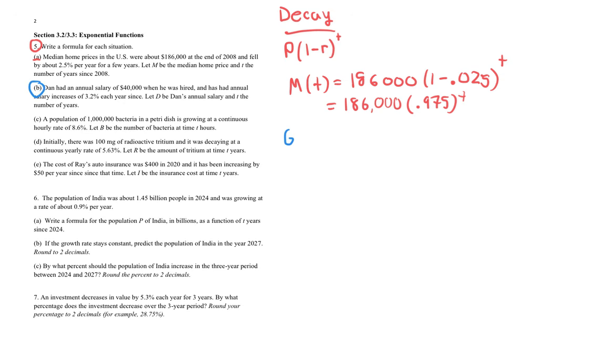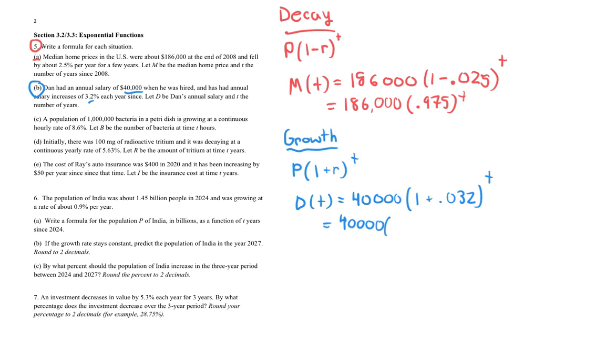Now we're doing B. So for growth, the negative sign in the last equation turns into a positive sign. So we have P times 1 plus R to the T. So now we have Dan had an annual salary of $40,000 when he was hired, and he had an annual salary increase of 3.2% each year since. Let D be Dan's annual salary and T the number of years. Here we have D of T is equal to P, so 40,000, times 1 plus the rate, 1 plus 0.032 to the T. So this is equal to 40,000 times 1.032 to the T.